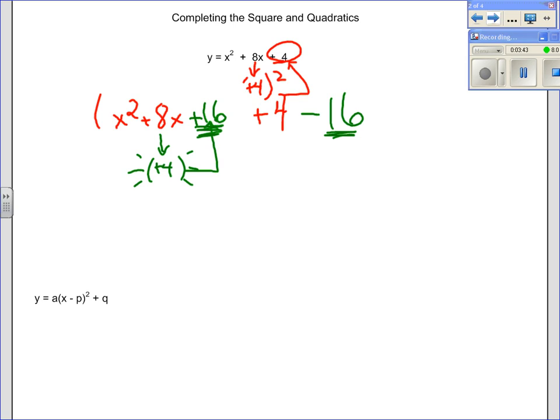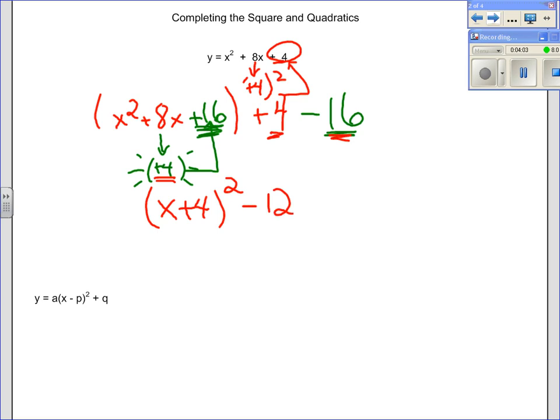You're not messing anything up. So let me put this bracket in here. Now, there's our magic number. This now becomes x plus 4. There's your completed square. But how about all this stuff out here? What does that become? Well, this is 4 minus 16, which works out to be minus 12.